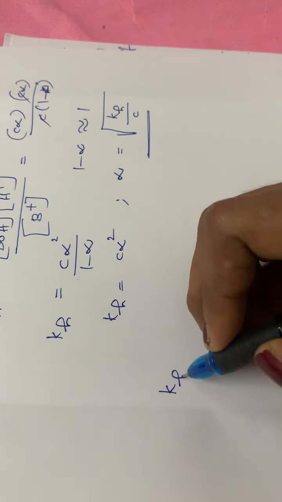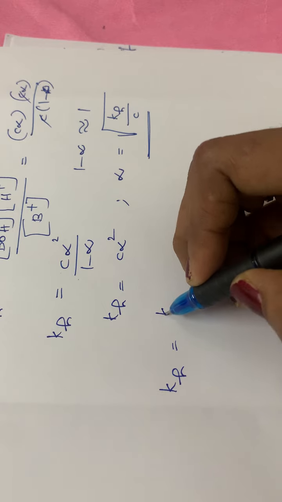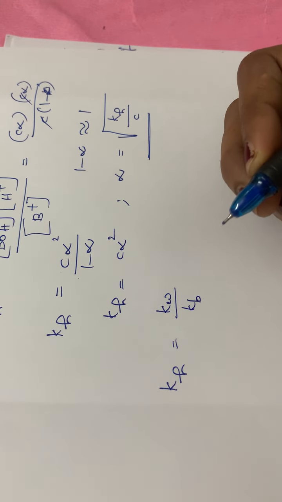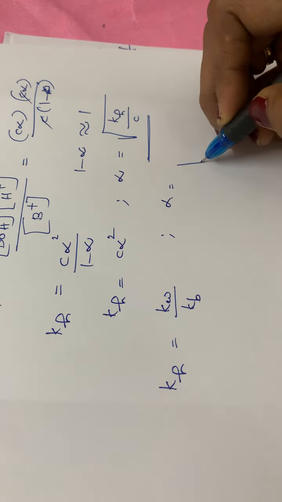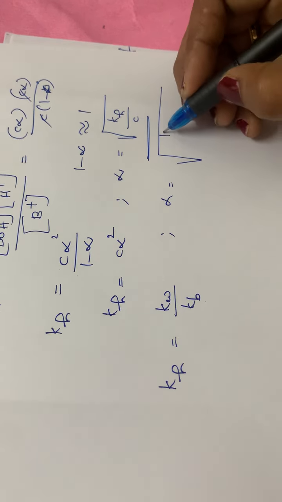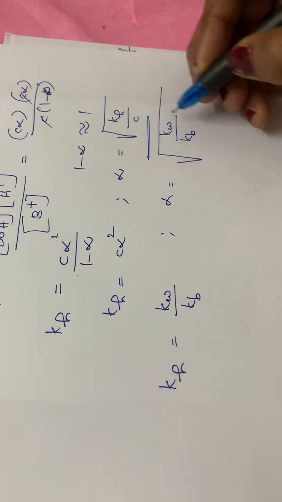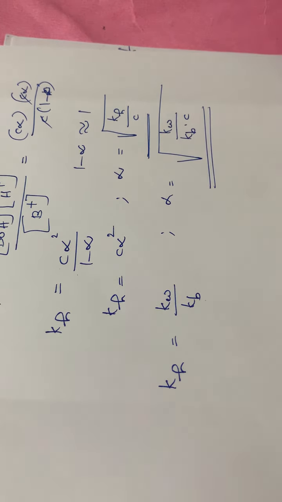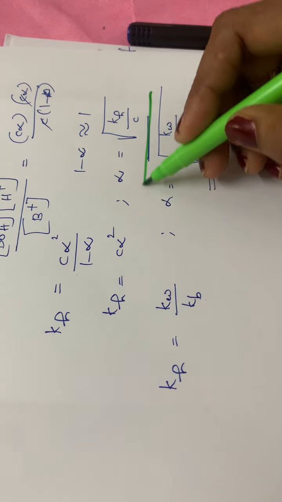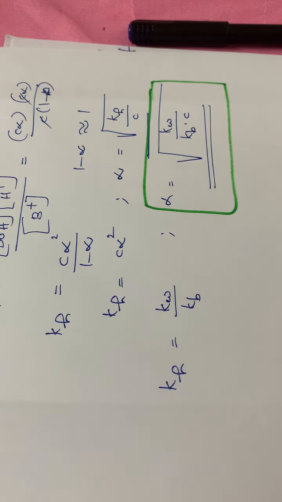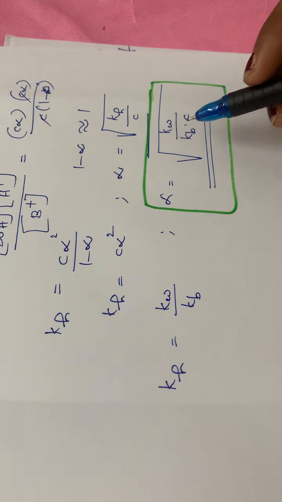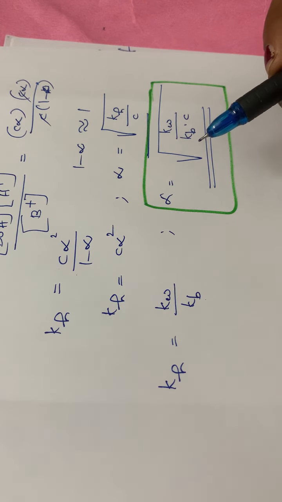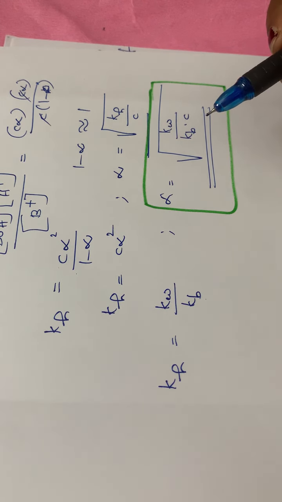Already we had got what is Kh? Kh is equal to Kw by Kb, isn't it? So we can substitute for Kh. Therefore, alpha is equal to square root of Kw by Kb into C. So this is the alpha, the degree of hydrolysis. So this is the relation connecting hydrolysis constant and degree of hydrolysis. Okay.